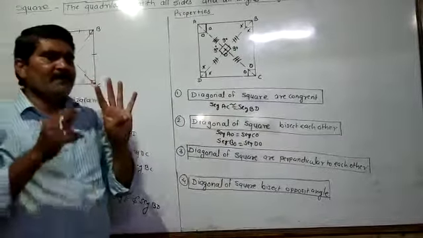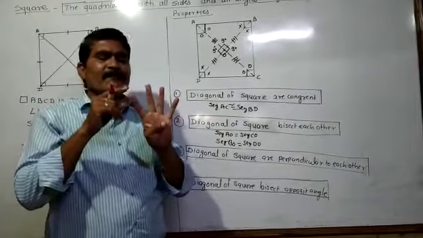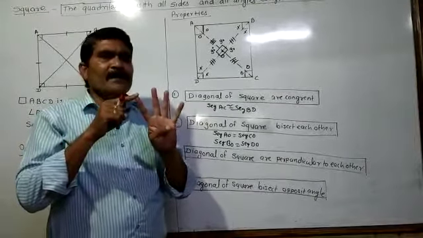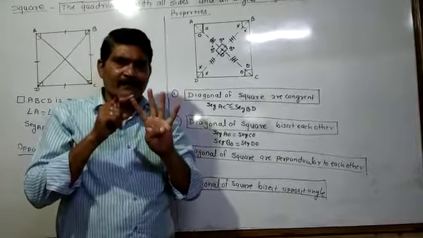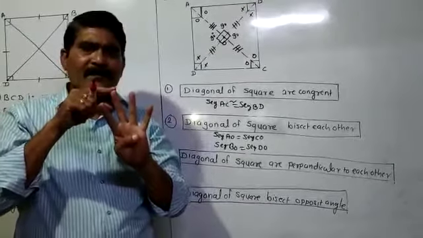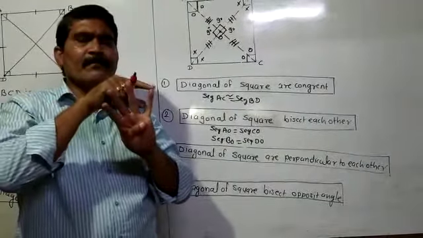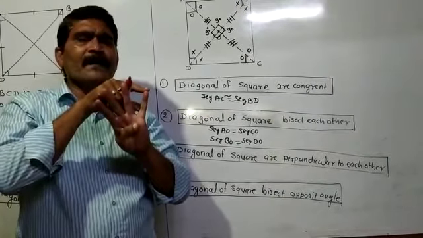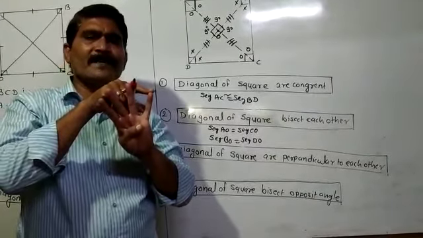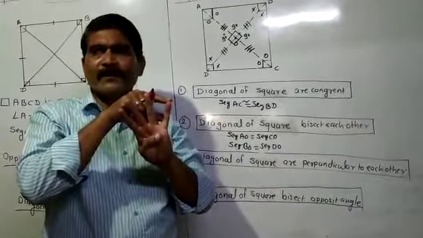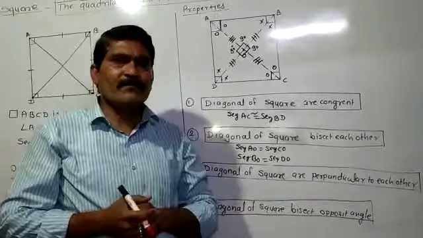The four properties based on the diagonals of the square are: first, the diagonals of a square are congruent. Second, the diagonals bisect each other. Third, the diagonals intersect at right angles. And fourth, the diagonals of the square bisect the opposite angles of the square. These are the four properties of the square.